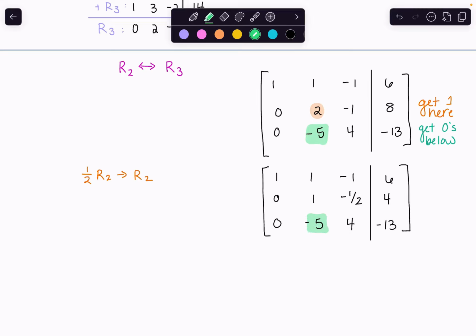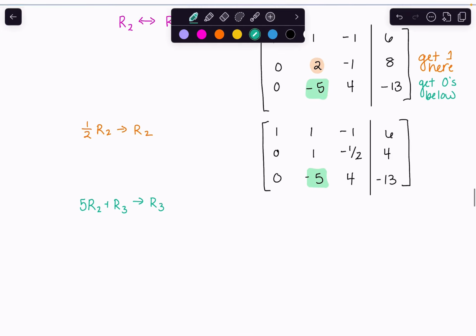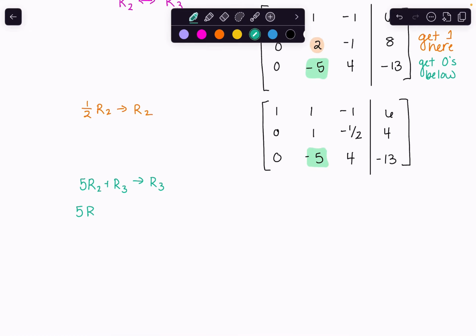Now I want to get a 0 here. So in order to do that, again, I use that diagonal element. So I'm going to take 5 times row 2, add it to row 3, and this is my new row 3. So writing that off to the side. Five times row 2 gives me 5, negative 5 halves, and 20. And then we've got 0.